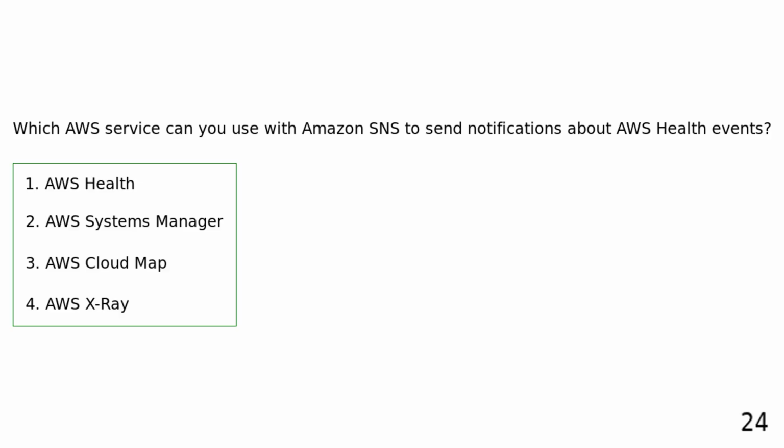Which AWS service can you use with Amazon SNS to send notifications about AWS Health events? AWS Health, AWS Systems Manager, AWS Cloud Map, AWS X-Ray. AWS Health can be configured to send notifications through Amazon SNS about AWS Health events, such as service issues or planned maintenance, keeping you informed about AWS Service Health.